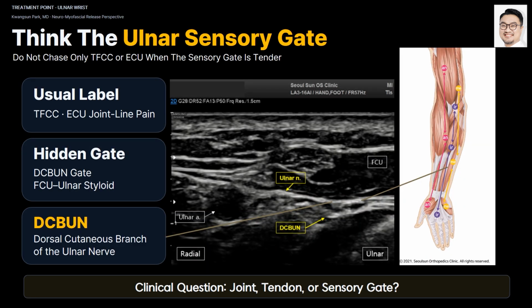Here I mark DCBUN, the dorsal cutaneous branch of the ulnar nerve. When ulnar wrist pain is described as TFCC or ECU pain, we should still ask whether a sensory nerve gate at the FCU ulnar styloid interface is contributing.